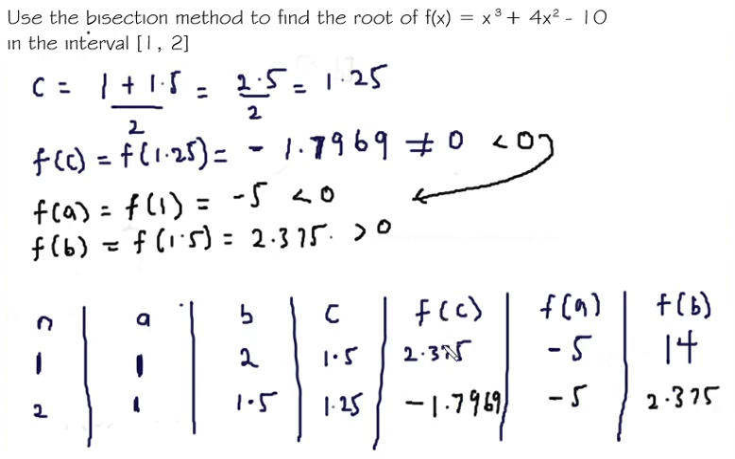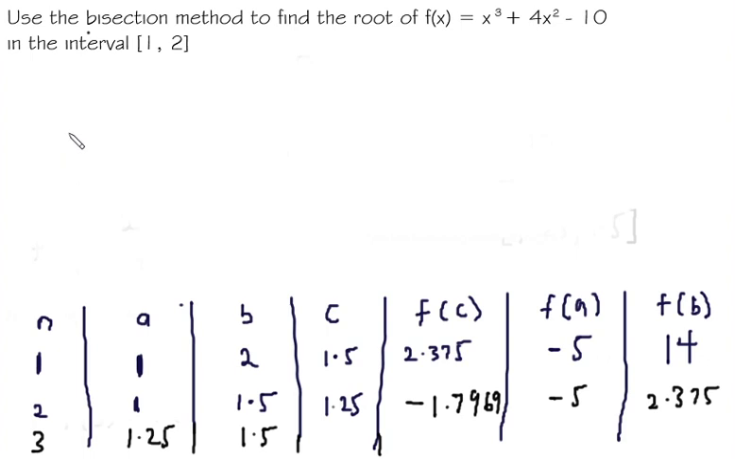So for our new interval, for our third iteration, we'll have A to be 1.25 and then B to be 1.5. Okay. So we're ready to do our third iteration. Let's clean up space. So you can also pause the video to try to solve this part of it yourself. Try to fill up this table yourself.